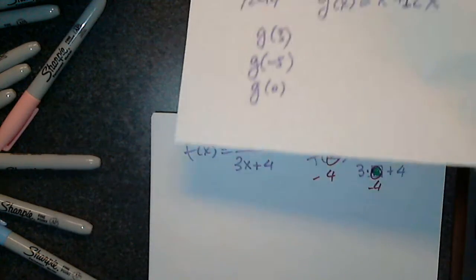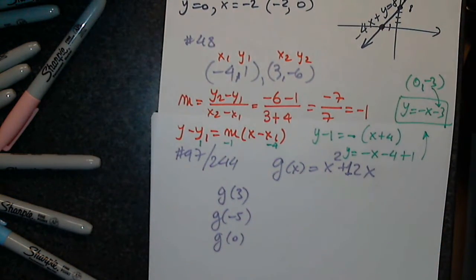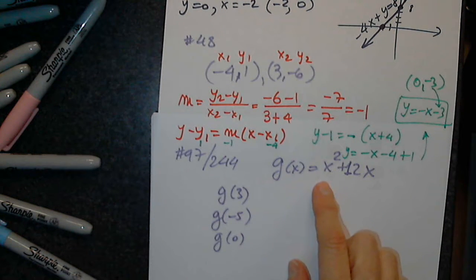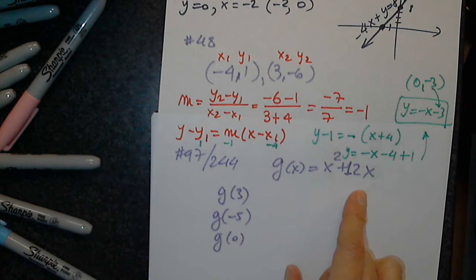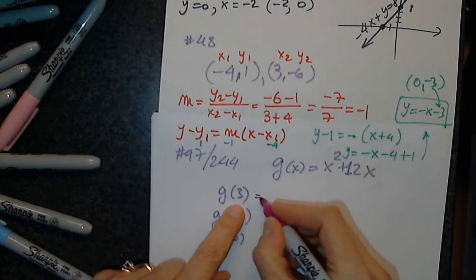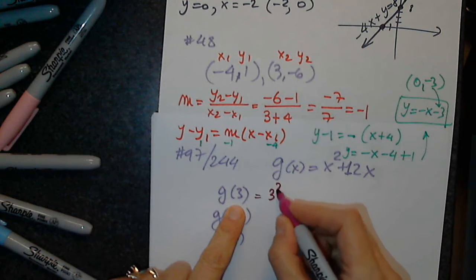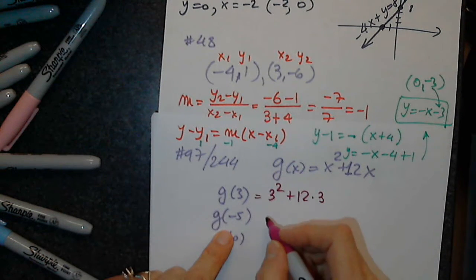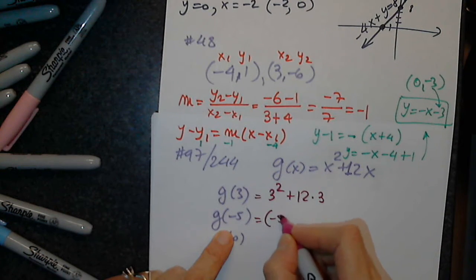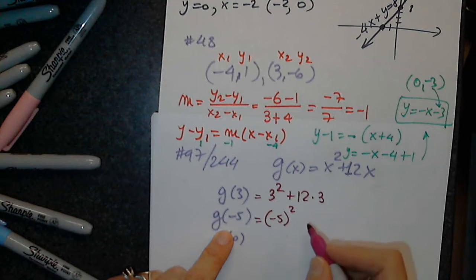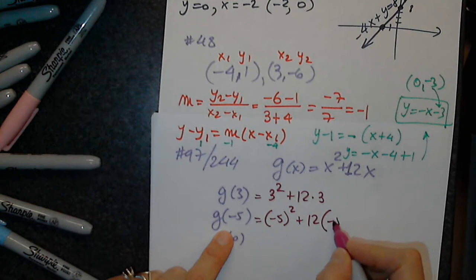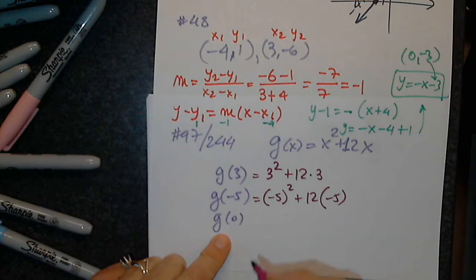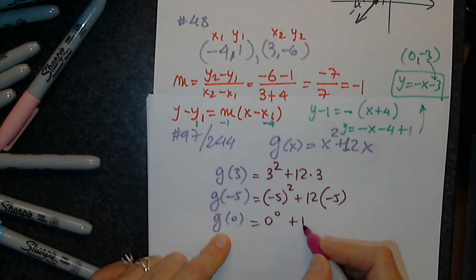So now coming back to this function, if you ask me what does this say to you, I'll tell you this. It says blah squared plus 12 times blah. And blah can have any form. In here, the blah has the form of 3. And here the blah has the form, I have to be very careful, of negative 5. And here the blah has the form of 0.